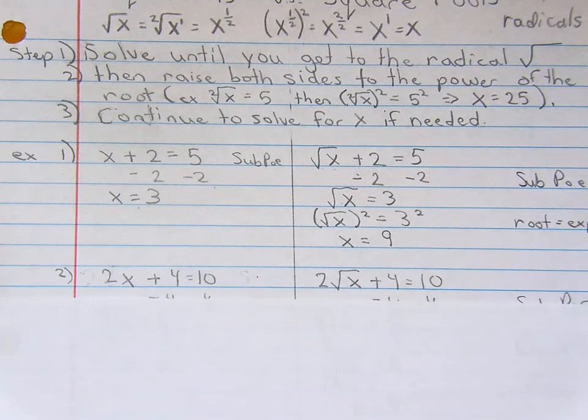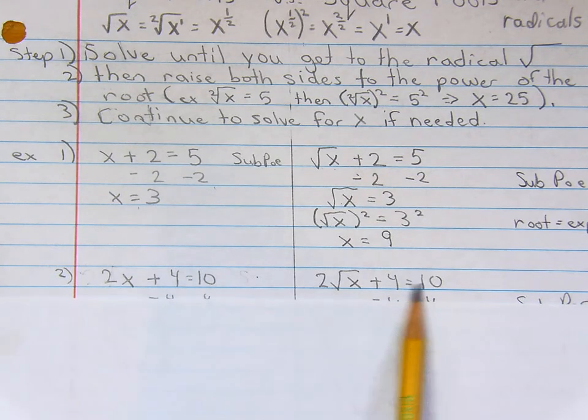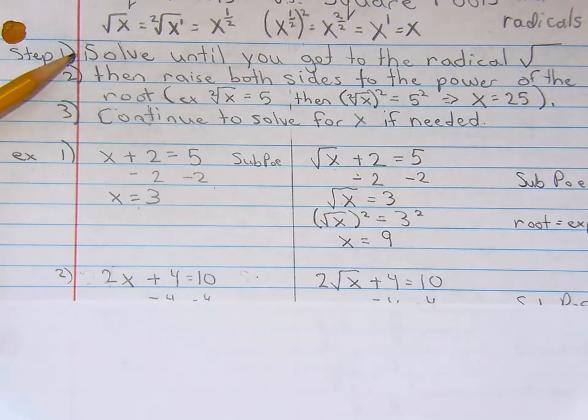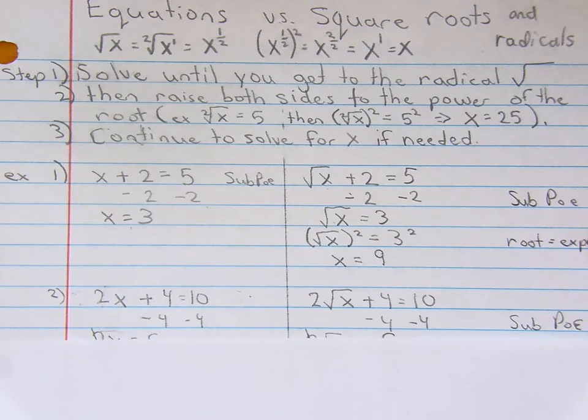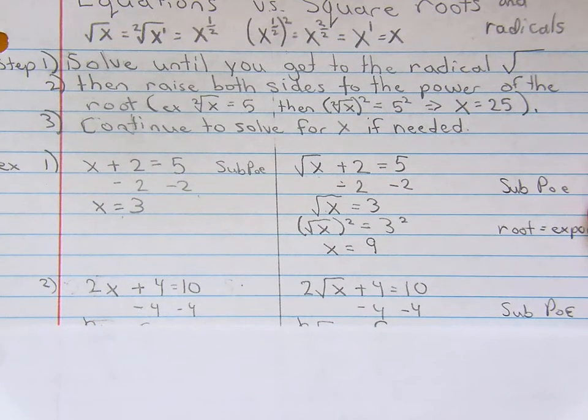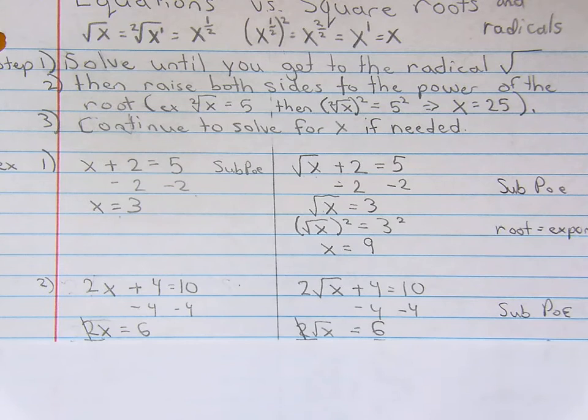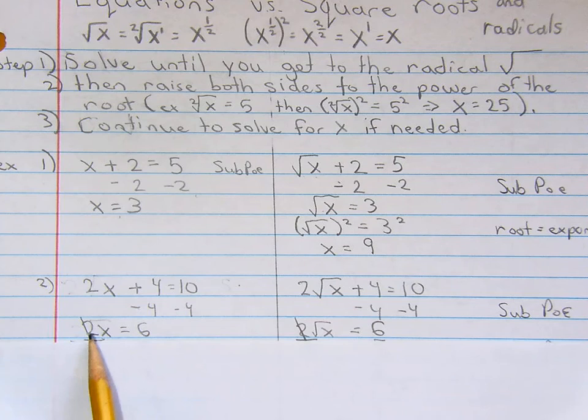Again, I have my next example. What if you have something that looks like this? Well, I'm going to do the exact same process as if this was a normal equation. Don't overthink it. Again, I'm going to start with my subtraction property of equality on both sides. Obviously, if that was a minus 4 to begin with, I'd just use the addition property of equality on both sides. Leaving me with 2x equals 6.